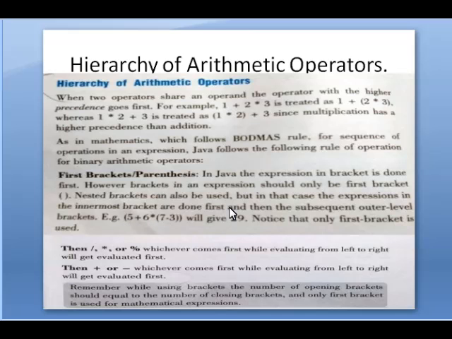So those who are practicing with mathematical expressions know that if we are going to evaluate an expression, we have to evaluate the values within the inner bracket first, then we go for the outer brackets, and then subsequent outer level brackets. For example, this example will give the result 29. It means first we have to do the calculation here: 7 minus 3 is 4, 6 fours are 24, 24 plus 5 is 29. Notice that only the first bracket is used.